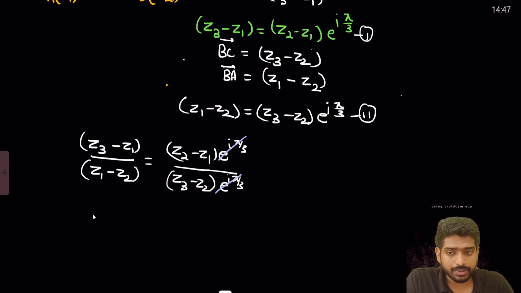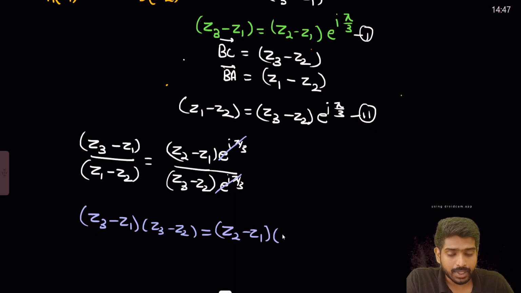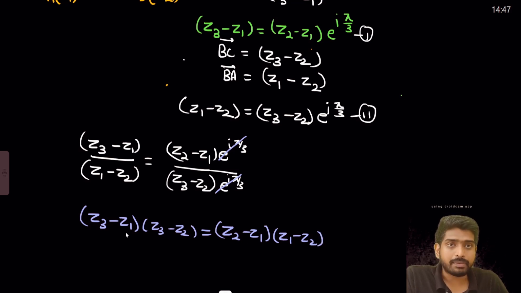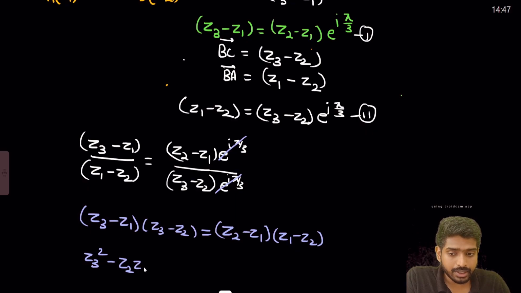After cross multiplying, we will get Z3 minus Z1 multiplied by Z3 minus Z2 is equal to Z2 minus Z1 multiplied by Z1 minus Z2. Now open the brackets by multiplying. Here we'll get Z3 multiplied by Z3 is Z3 square. Z3 multiplied by Z2 is minus Z2 Z3. Z1 multiplied by Z3 is minus Z1 Z3.